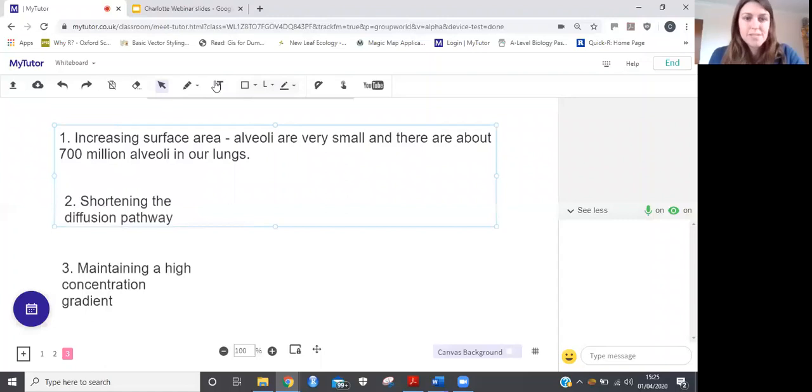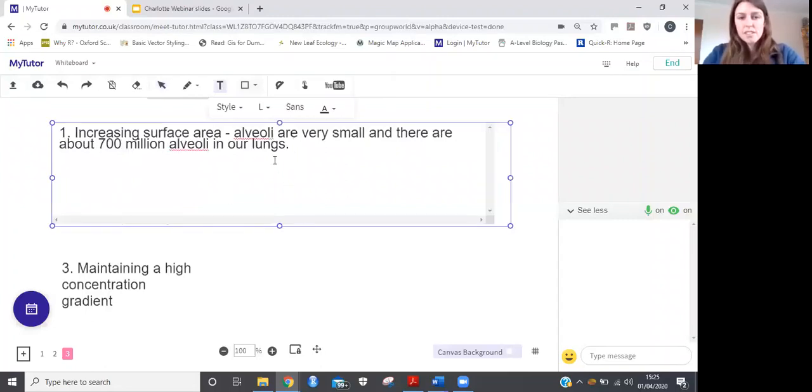Hi, Charlotte. We've just had a question come in to ask what maintaining a high concentration gradient means. Okay, no problem. We can cover that in a second when we talk about it, if that's okay. I think it will make more sense when we cover it in the context of the alveoli themselves. Sure. If that's okay. Yeah, okay, sure. So let's keep talking about surface area at the moment.